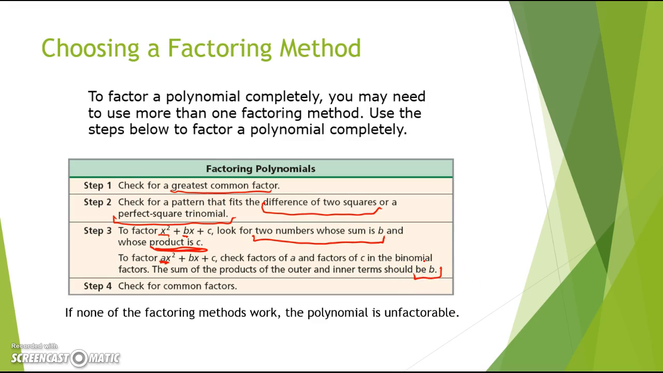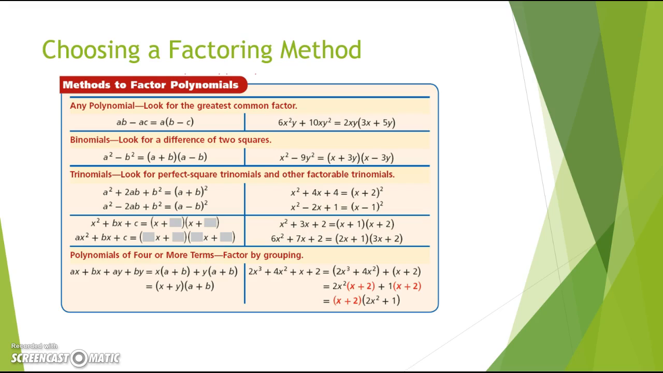And then step 4, you're going to check your common factors. If none of these factoring methods work for the polynomial, then the polynomial is unfactorable. Here's the same chart, but it's giving you variables and examples. So for any polynomial, you look for the greatest common factor. Here, a would be my greatest common factor, so you pull that out. And they're giving you examples.